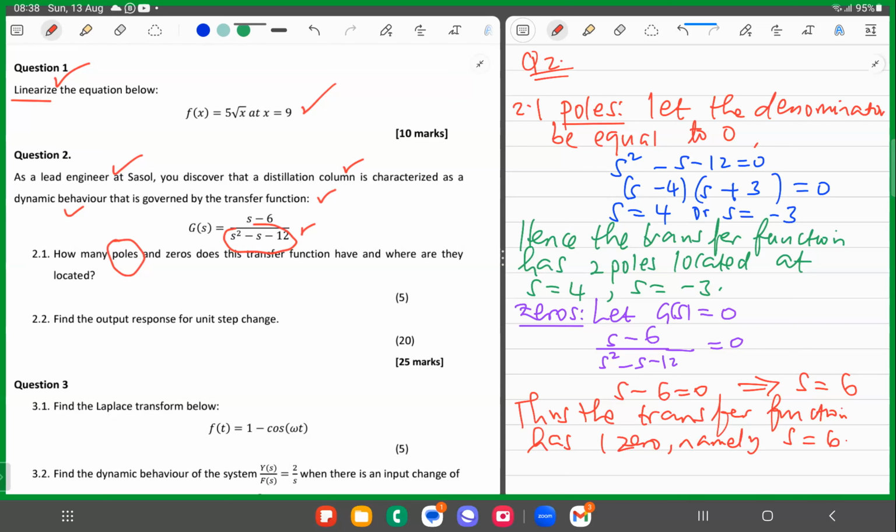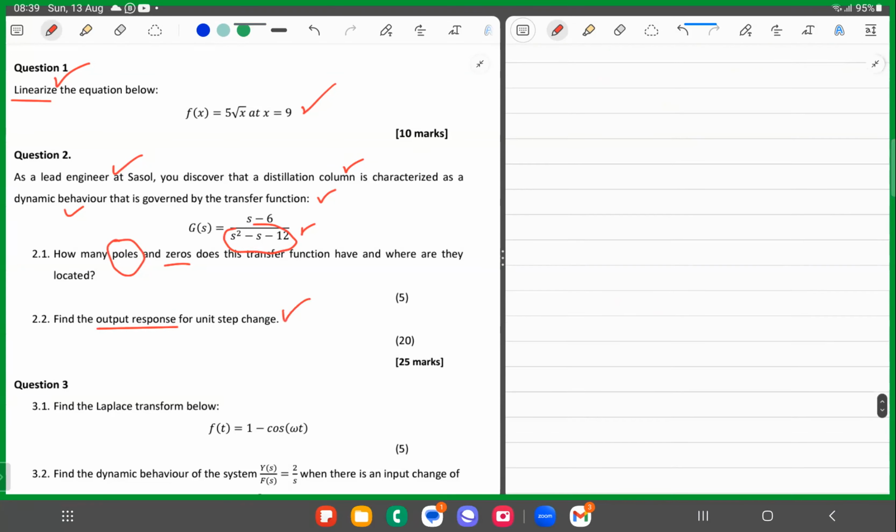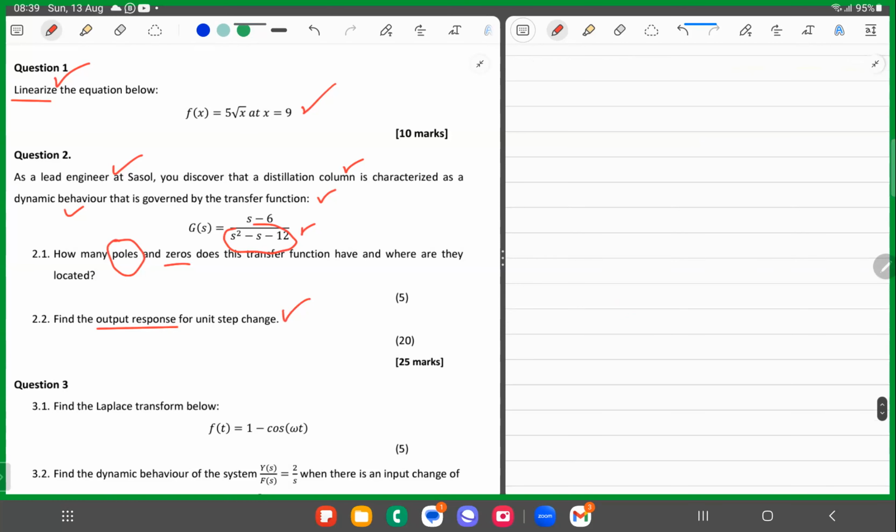We continue. Now we've found the zeros and we've found the poles of the function. Then we just need to compute the output response for a unit step change. So we're going to compute the response for unit step change, and we continue to do that. We're going to do question 2.2. What is the output response? So we look at the output response.